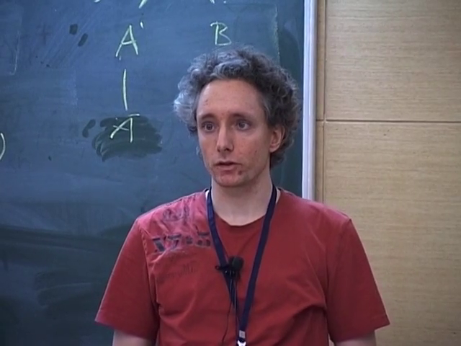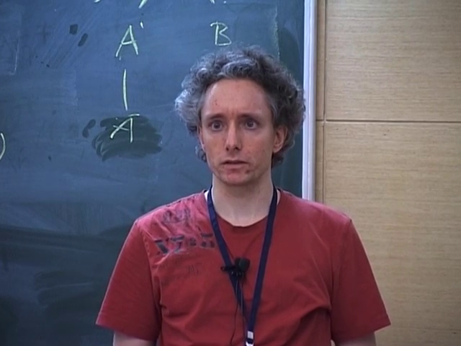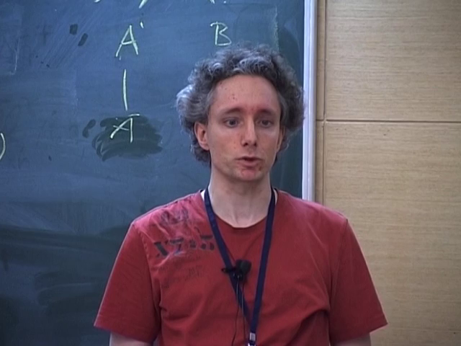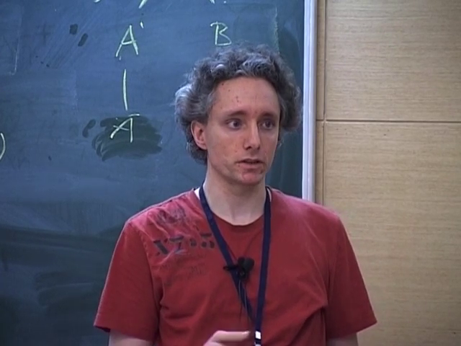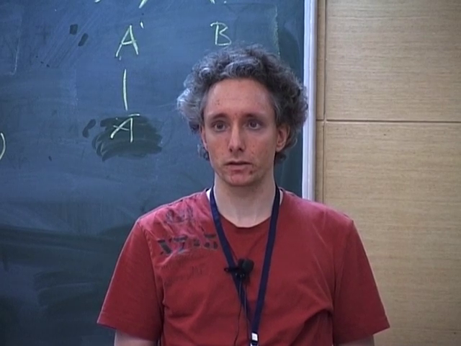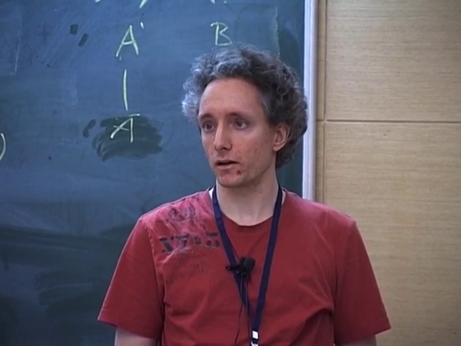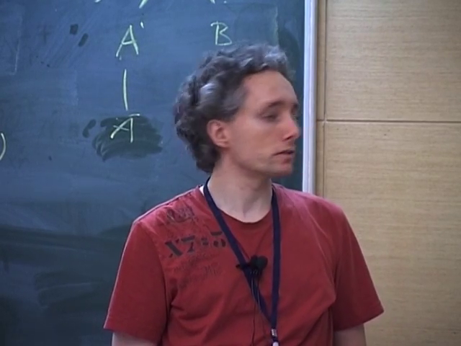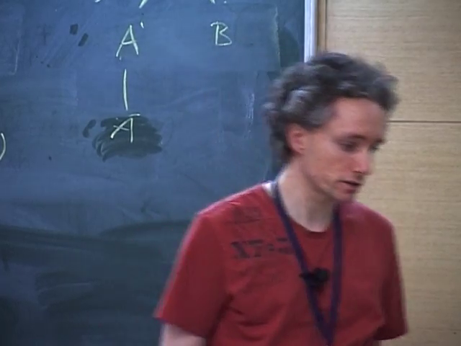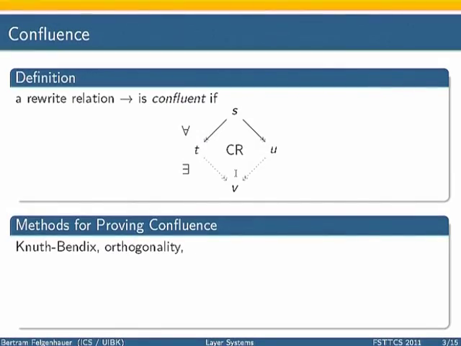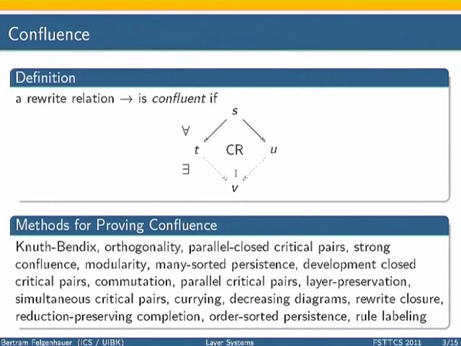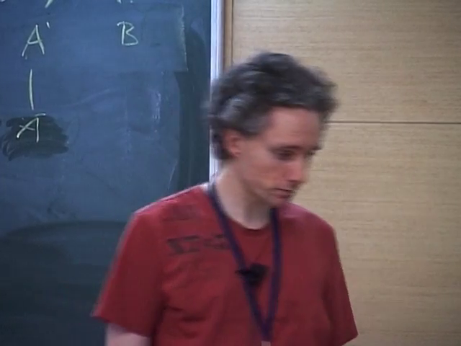And another important criterion is orthogonality, which is essentially the justification for functional programming languages, where we say, if in a local context the rules are always unambiguous, then the system will be confluent. This is just vague. This is not a formal definition. I'm going to have an example later. But it's not so important for this talk. And of course, there are many other techniques, which I will not explain now. Today, we are interested in modularity, many-sorted persistence, and order-sorted persistence.